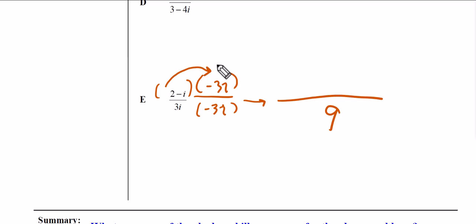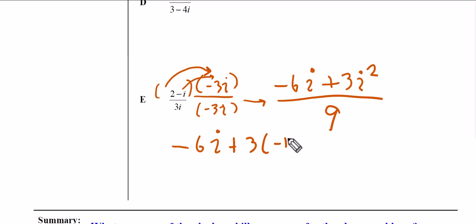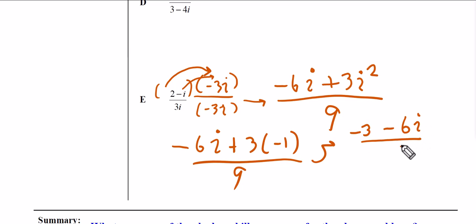So that's 2 times minus 3i, which is minus 6i. And then minus i times minus 3i is a plus 3i squared. We then have an i squared, so we recognize it as a minus 1. That's a negative 3. We can separate that. And we can reduce it because 3 and 9, we can divide them both by 3. So that's minus 1 over 3.